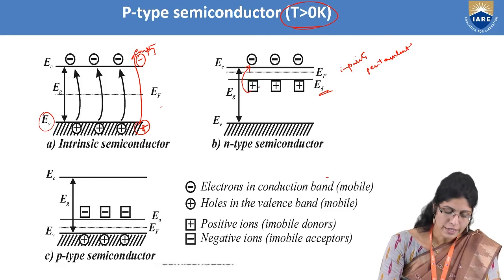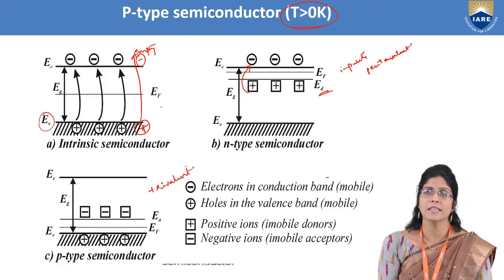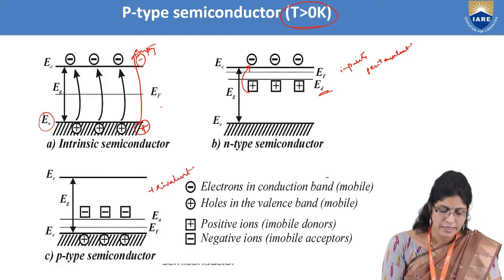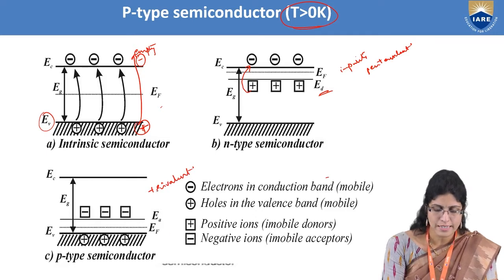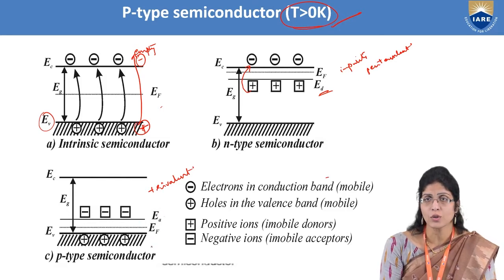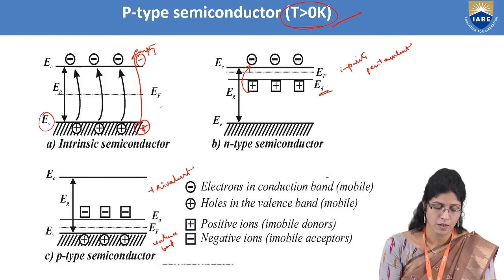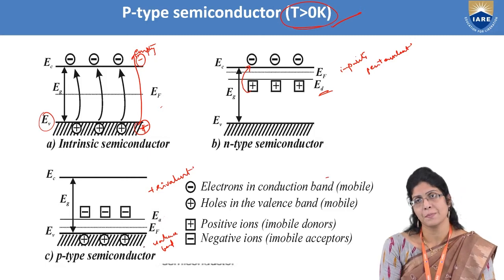Okay, so now what is happening here? You are adding a trivalent impurity. Trivalent impurity in the sense there is one vacancy. So the trivalent impurity, before raising the temperature, will form a level very near to the valence band, because it accepts the valence electrons from the host lattice, which is silicon. Hence, it forms a level which is very near to the valence band.